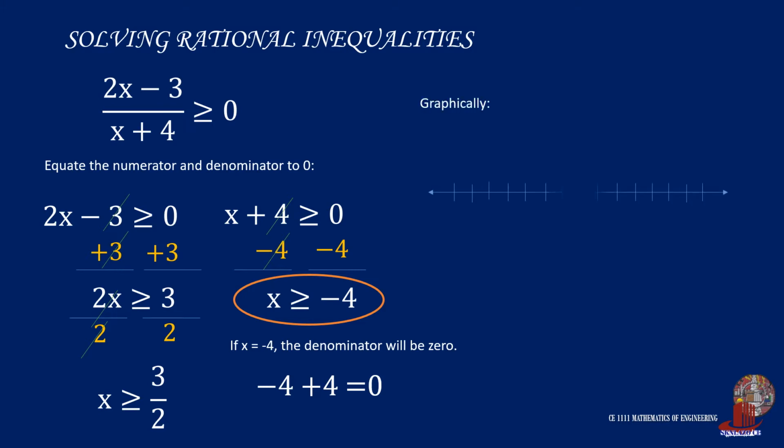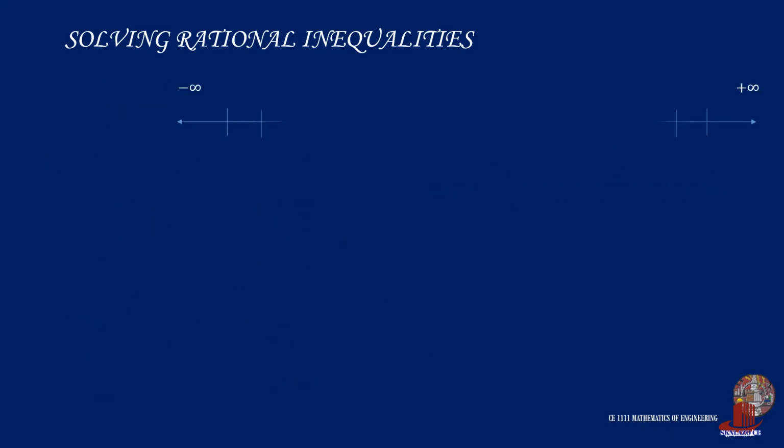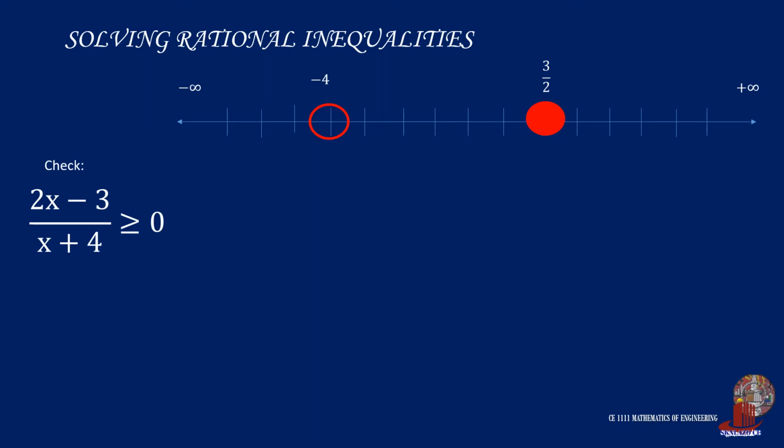With the two roots identified, we can draw the number line with an open interval on negative 4 and a closed interval on 3 halves. So having 2 marks for the inequality, we get 3 sets of tests to work on.